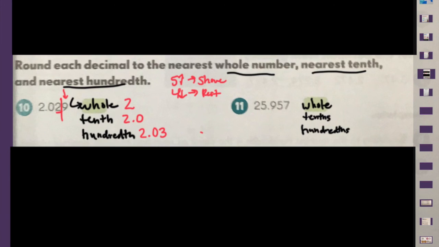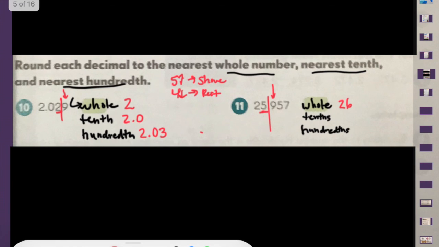Let's look at number 11. The number that we're rounding is 25 and 957 thousandths. So rounded to the nearest whole number is the ones place. We'd underline the ones place and draw our back door. 9 is knocking at the back door, so we say 5 or above, give that 5 a shove. So rounded to the nearest whole number would be 26.